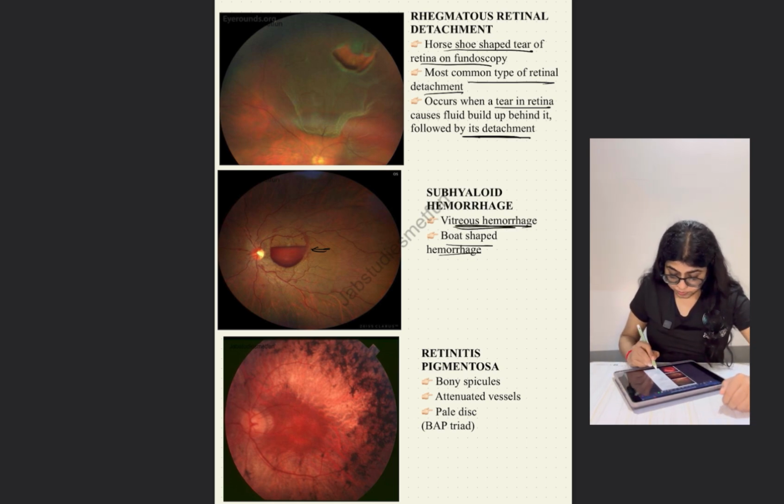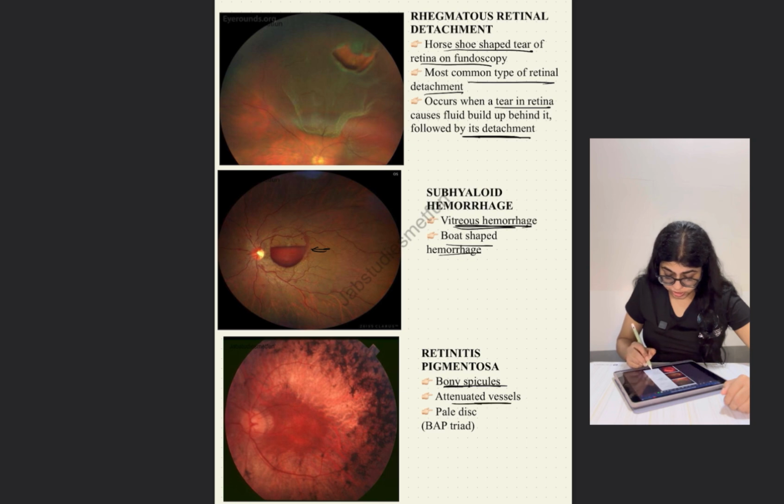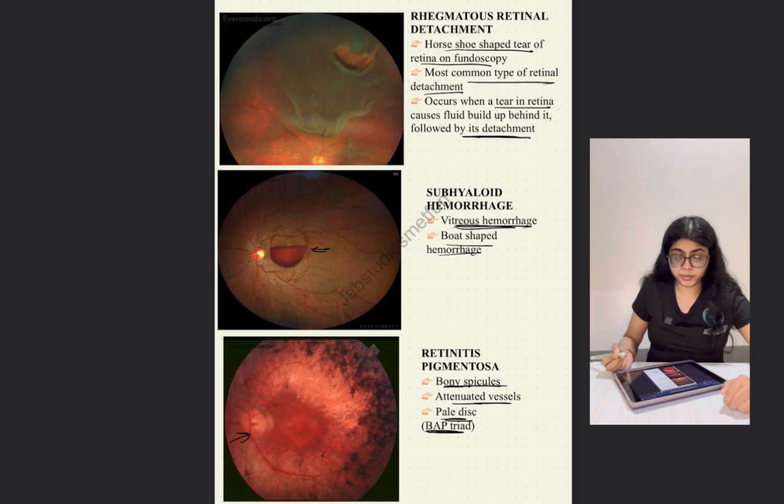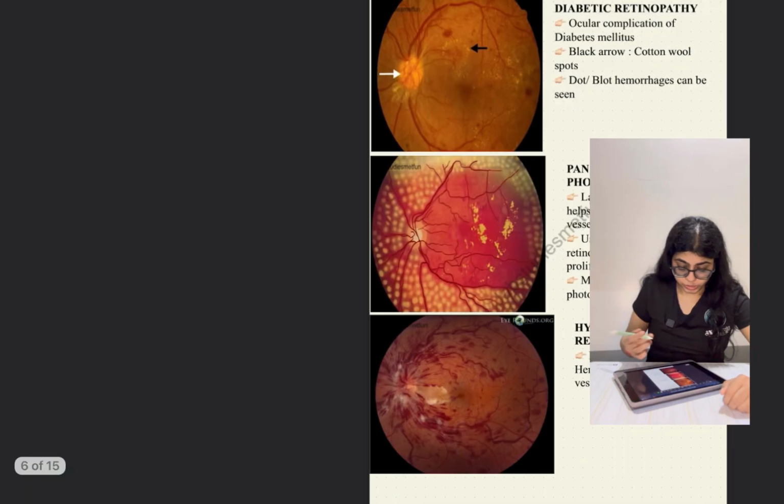Retinitis pigmentosa. It has a lot of discoloration, dark discoloration in the retina, which has bony spicules, attenuated vessels, and a pale disc. It is a PAP triad of retinitis pigmentosa.